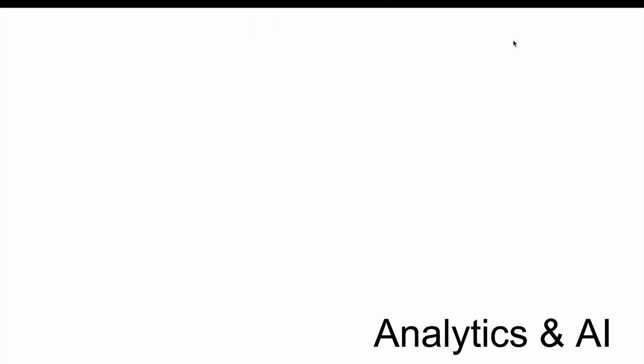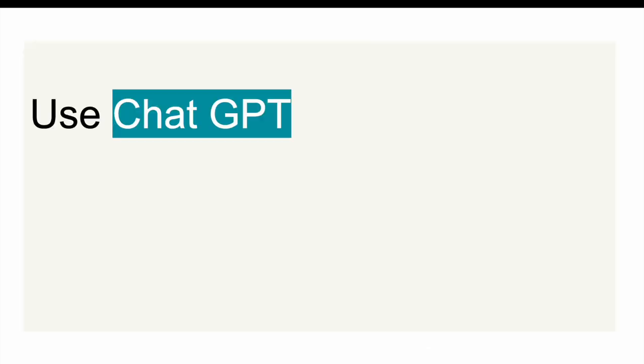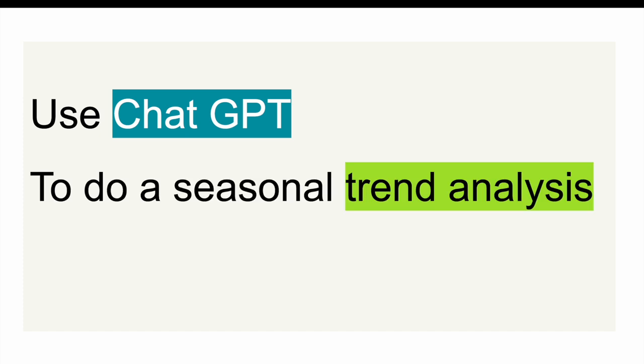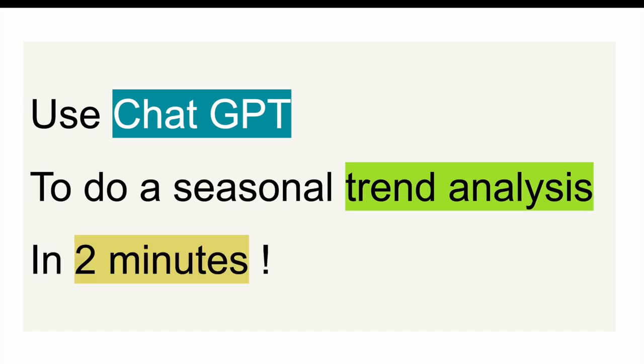So analytics and AI, they go pretty well together these days. Analytics helps us understand numbers and AI helps us to do analytics in the first place. So we're just going to do something in which we use ChatGPT to do a seasonal trend analysis in 2 minutes.